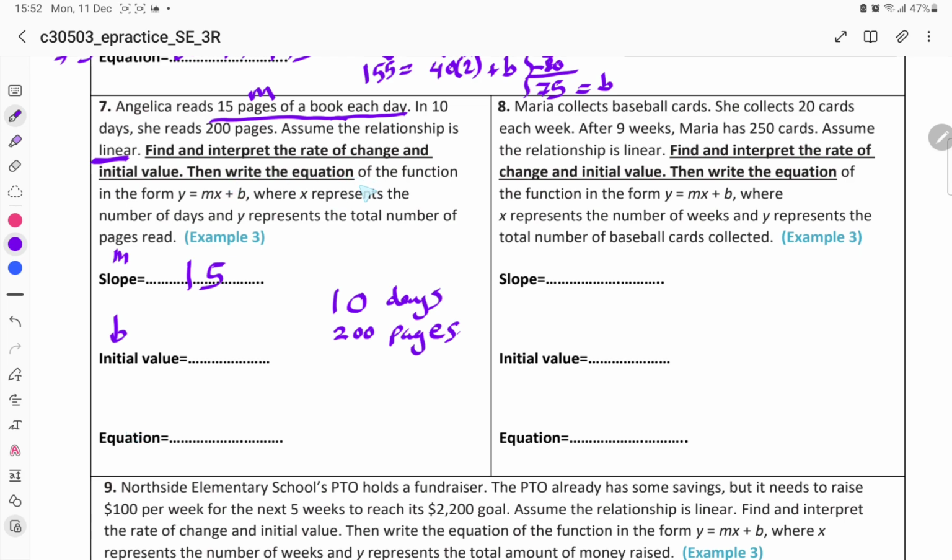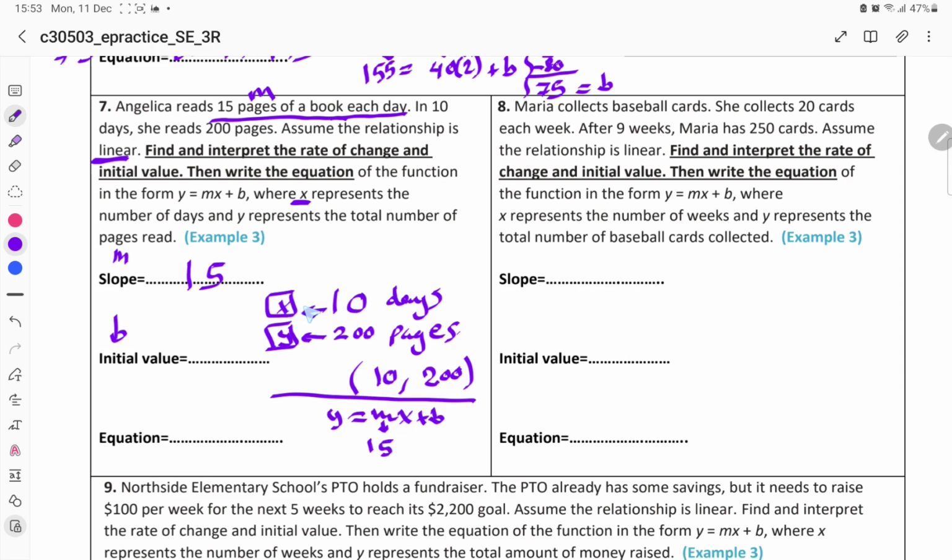Then write the equation of the function in the form y equals mx plus b. x represents the number of days, and y represents the total number of pages. So I have a point now: x is 10, y is 200. How do you get the initial value? Substitute in the equation y equals mx plus b. You know m, the slope, is 15. x is 10. So 15 times 10 plus b, since I do not know the initial value, equals y, which is 200.